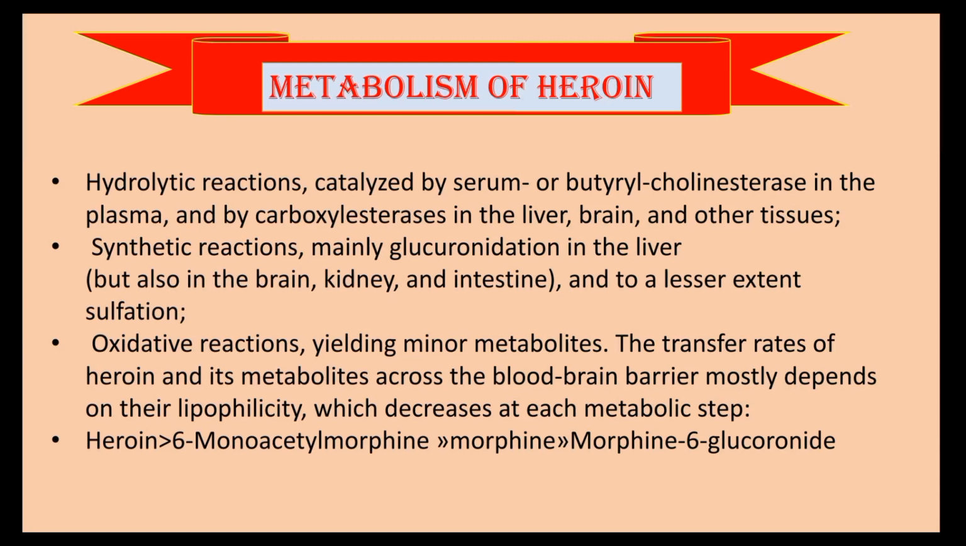Hydrolytic reactions are basically catalyzed by enzymes in the plasma and by carboxylesterases in the liver, brain, and other tissues, and synthetic reactions mainly occur in the liver and, to a lesser extent, sulfation. Oxidative reactions produce minor metabolites. The transfer rates of heroin and its metabolites across the blood-brain barrier mostly depend on their lipophilicity, which decreases at each metabolic step. Heroin is converted into 6-monoacetylmorphine, then into morphine, and then morphine is converted into morphine-6-glucuronide.